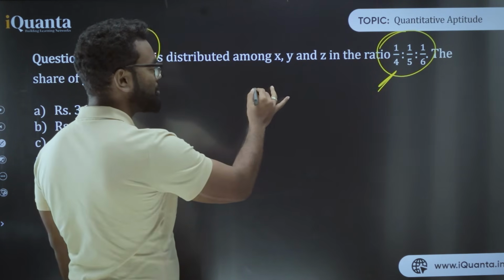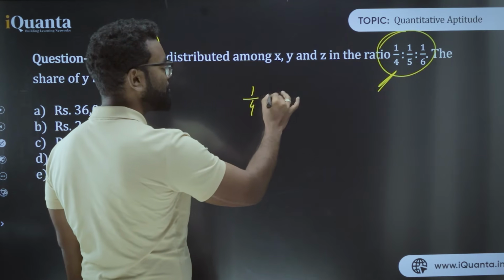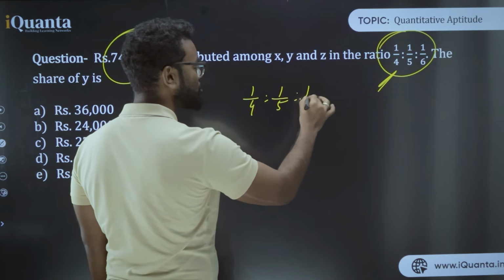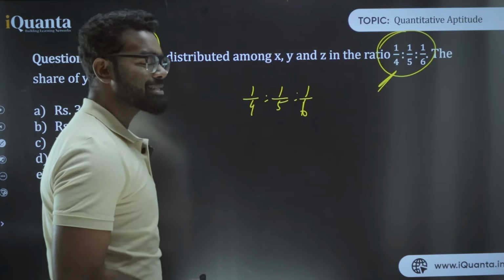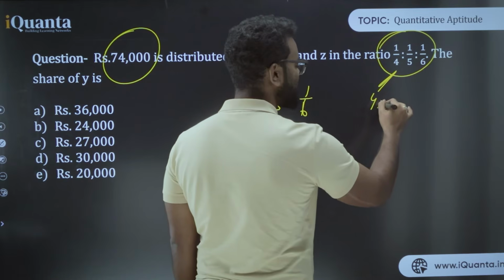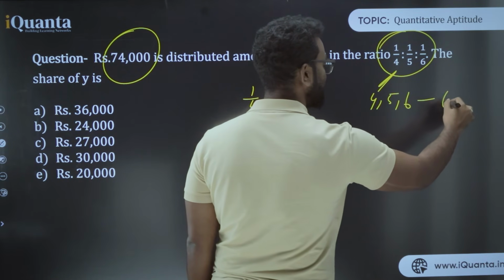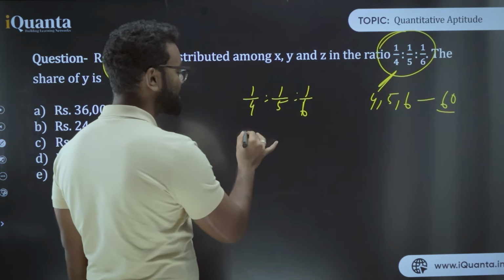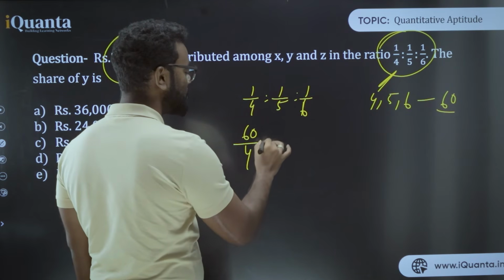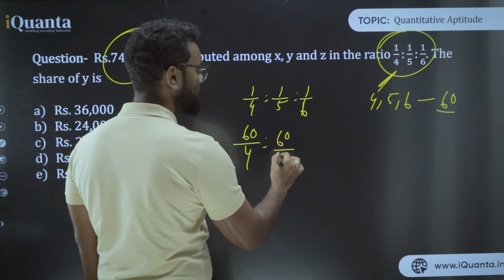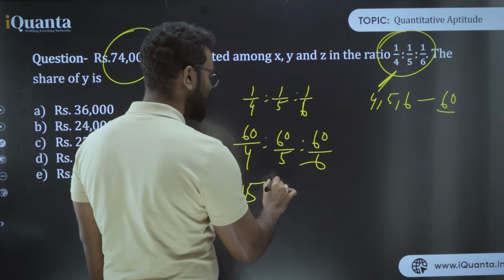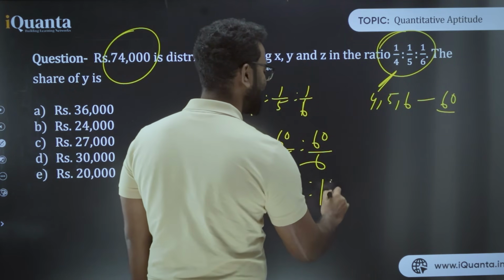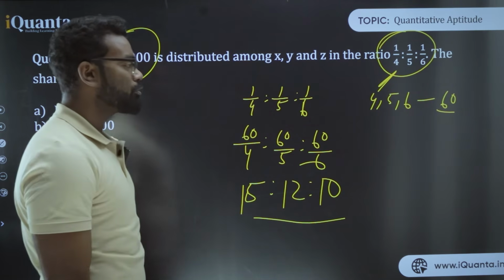So in case of 1 by 4 is to 1 by 5 is to 1 by 6, what you need to do is multiply with the LCM of 4, 5, 6. And what is the LCM of 4, 5, 6? The LCM of 4, 5, 6 is nothing but 60. So multiply 60 with everything. That is 60 upon 4, 60 upon 5, 60 upon 6. So it is basically 15 is to 12 is to 10. This is my actual ratio. 15 is to 12 is to 10.